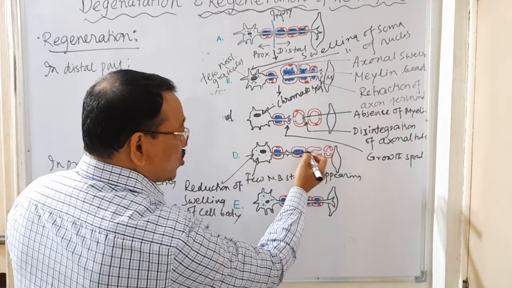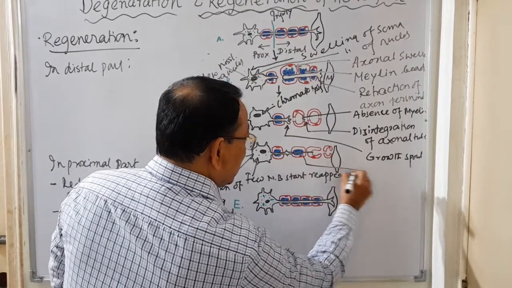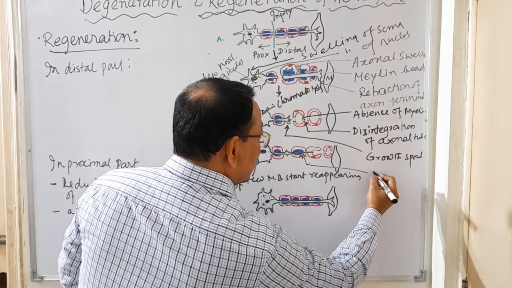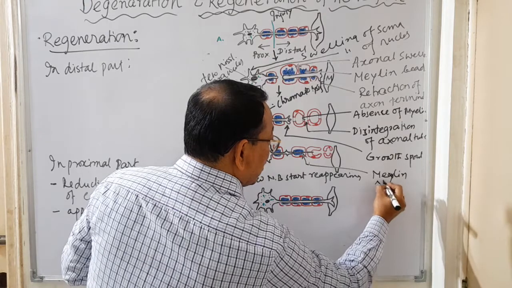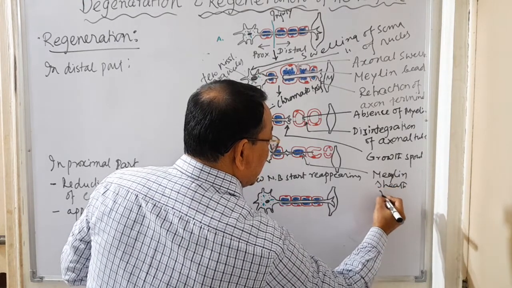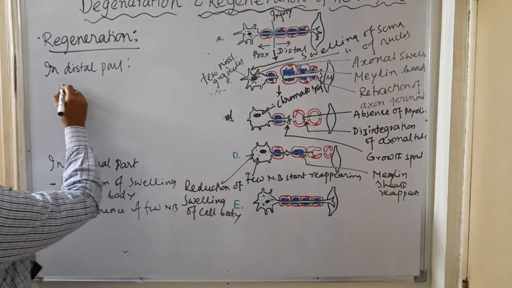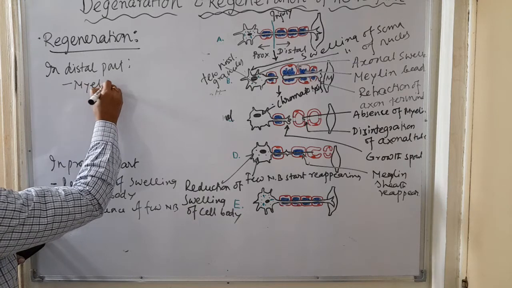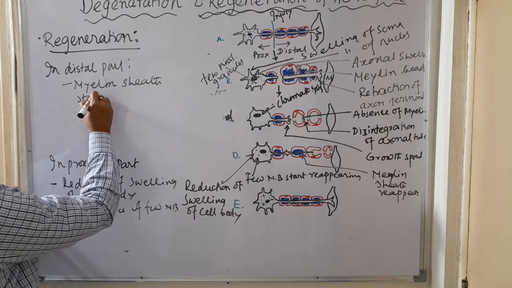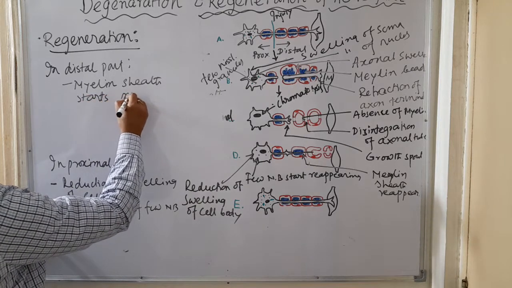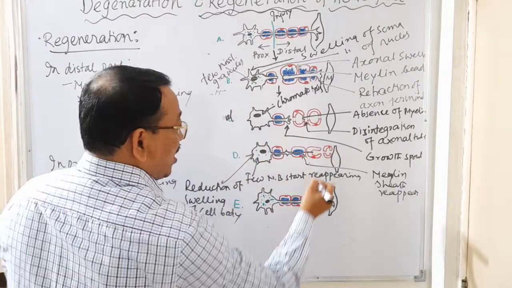At the distal part, what happens? Now here you see the myelin sheath. Myelin sheath is again formed. Myelin sheath starts reappearing. That takes place in the distal part.